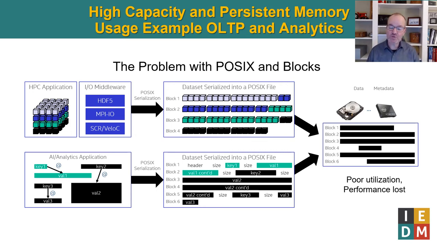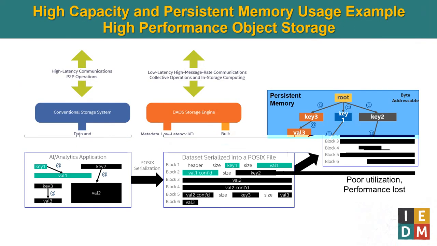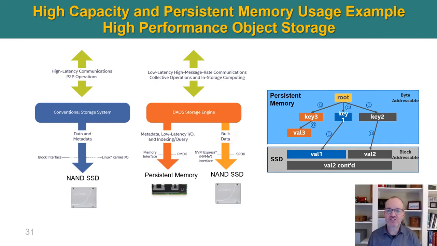And that's something that we can address with persistent memory. And it's being done through something called DAOS, the Distributed Asynchronous Object Storage system. It's not a file system, it's a system. And what I'm showing you on the left-hand side is that conventional storage system that I was describing before. And then in purple, we have the DAOS system.